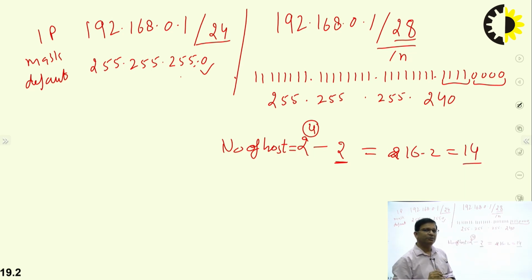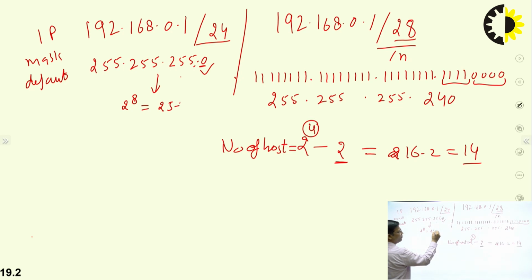Basically, subnetting is used to avoid the wastage of IP addresses. In this scenario, how many hosts can exist in a classful IP address? If we take all zeros in the last block, that is 2 to the power 8, so 256 minus 2, which means 254 hosts.